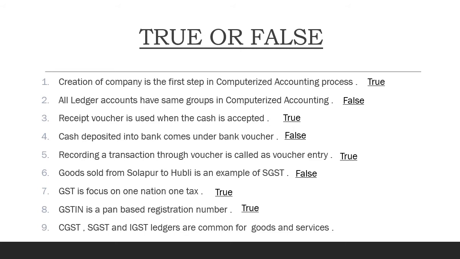CGST, SGST and IGST ledgers are common for goods and services. So these ledgers will be common for goods and services. Yes, whatever goods and services are there, these ledgers will be common for them. So the answer is true. Let's move on to the next question.